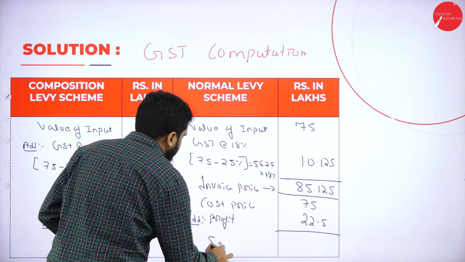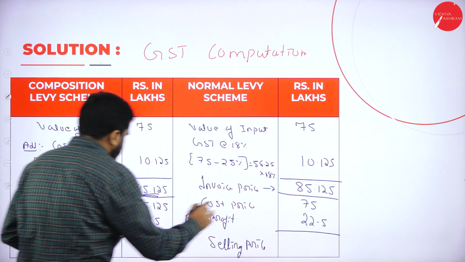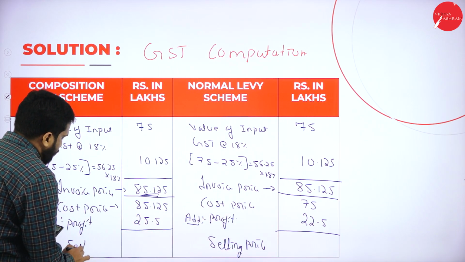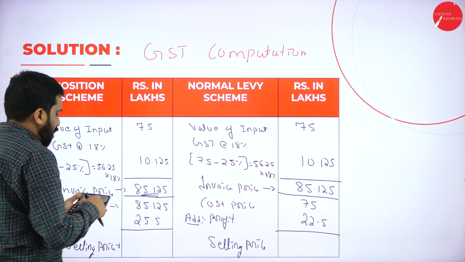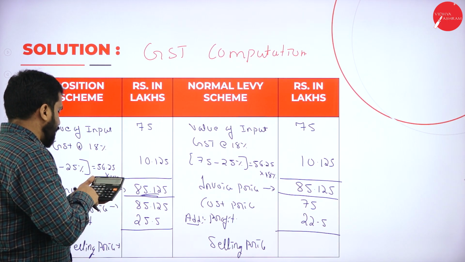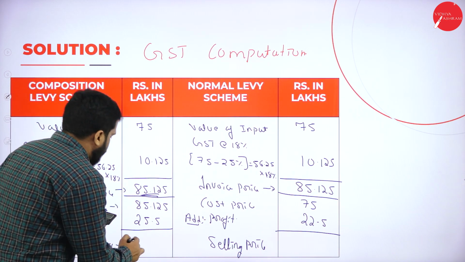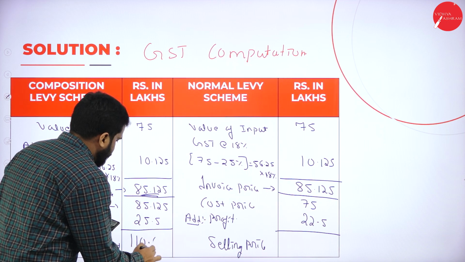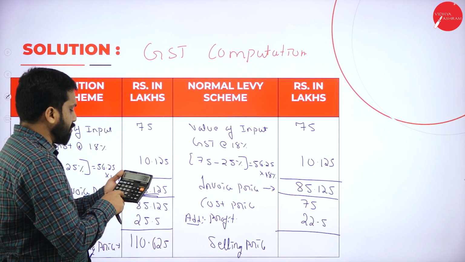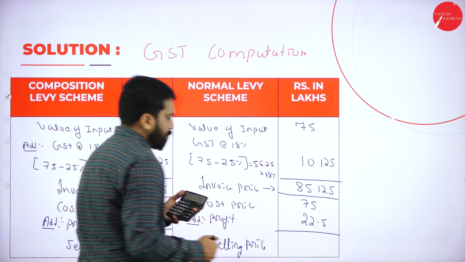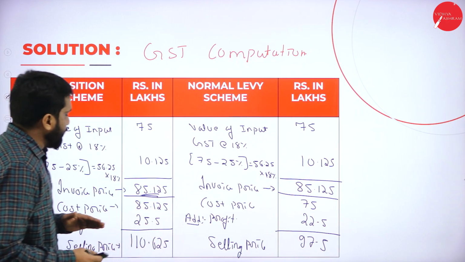Now, your selling price. Selling price before GST. So, how much is it? 85.125 plus 25.5, I got 110.625. Similarly, 75 plus 22.5, I got 97.5. Hope up to this, no doubt.